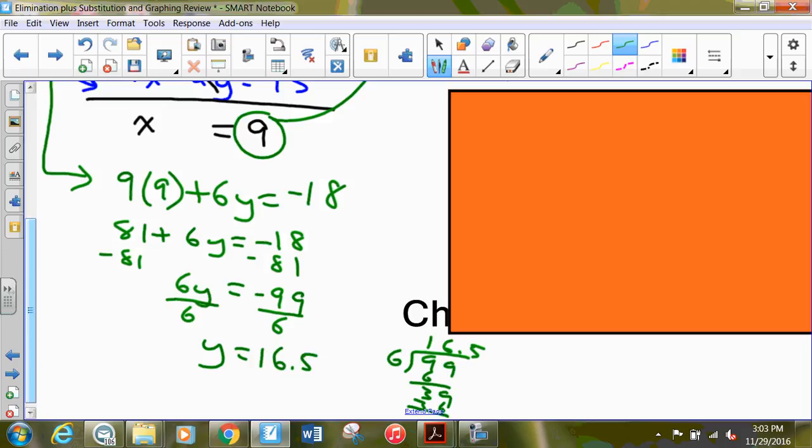So negative 16.5 is y. Once again, when you solve a system, you write it as a coordinate point where you put your x number first and your y value second. And so if we were to graph these two lines, that's where they would intersect. And it would be hard to actually discover this answer just by graphing. That's why solving with substitution and solving with elimination is great, because you can get the exact answer.